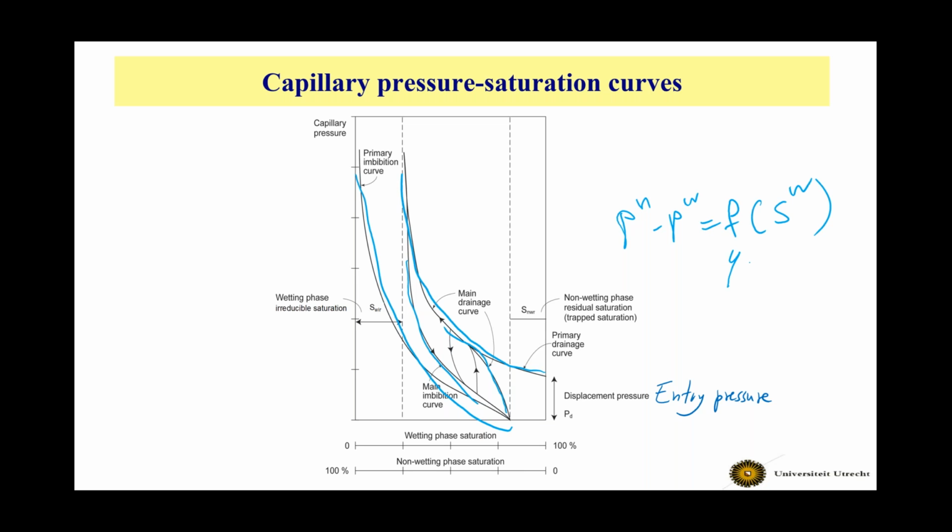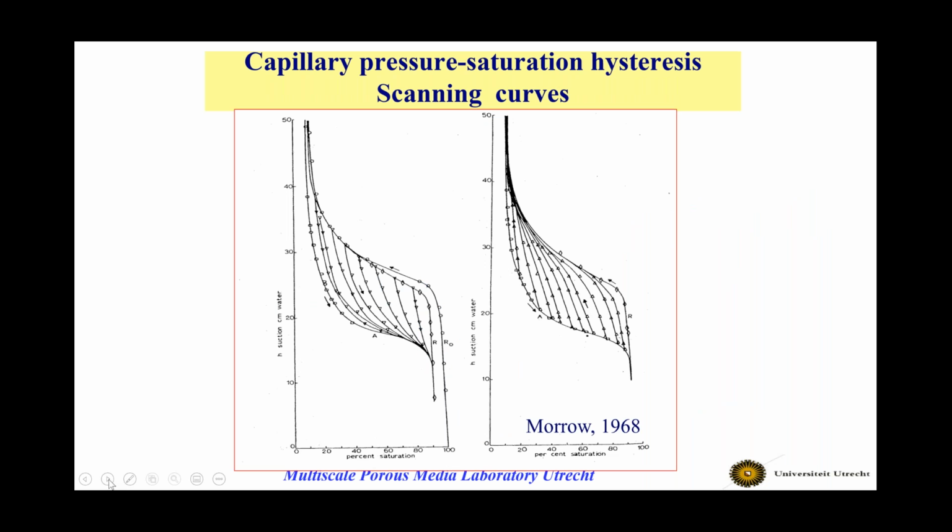Now, this means a curve, an algebraic relationship. But now we know that it's not one relationship. There are many relationships possible, whether it's primary or main, or you can even have the scanning curves. So why is that? You can go into details of the underlying causes of hysteresis, but at the macro scale, how should we describe this in terms of macroscopic quantities?